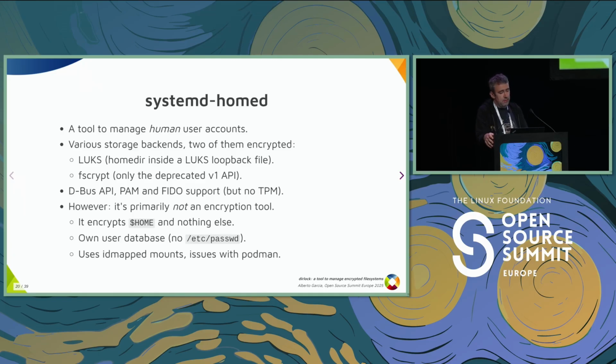Systemd-homed also has other nice features. They have the D-Bus API. They support PAM and FIDO, but they don't have TPM support. One of the problems is that it's primarily not an encryption tool, as I said. So the goal is to make portable user accounts, and for that, they make some design decisions that can be a bit complicated. They offer some additional functionality that we are not interested in in our case. First of all, it encrypts the home directory and nothing else, and we would like to have the chance to encrypt other directories.